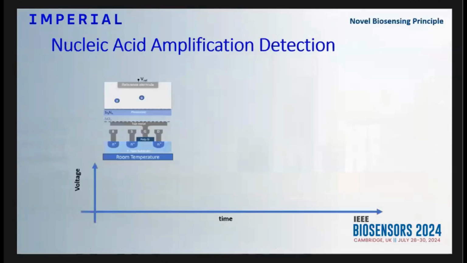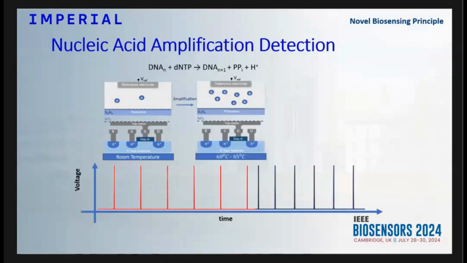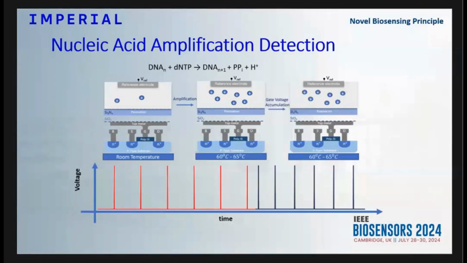So now look at this device. You have this ISFET, right? It has some analyte on it. It starts to spike at a certain frequency. Then the DNA amplification happens because of the LAMP assay, because we've heated the surface here. And so it starts spiking at a new frequency, but it continues to spike at this because of gate voltage accumulation.